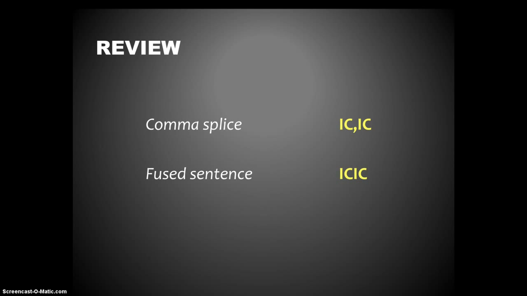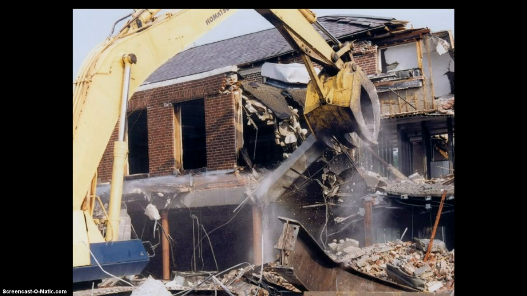So, just to review, comma splices are two independent clauses separated by just a comma. Fused sentences are two independent clauses with no punctuation between them, and sentence fragments are dependent clauses. Also, never forget the demolition option. If you simply can't figure out how to fix a sentence boundary error, just delete the sentence, wait a few minutes, and then rewrite it.